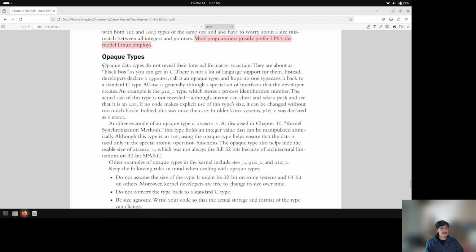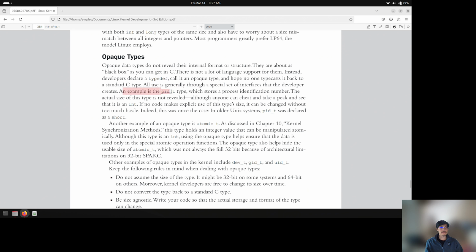Opaque types. Opaque data types do not reveal their internal format or structure. They are about as black box as you can get in C. There is not a lot of language support for them. Instead, developers declare a typedef, call it an opaque type, and hope no one typecasts it back to the standard C type. All use is generally through a special set of interfaces that the developer creates.